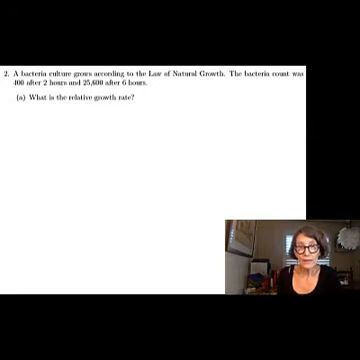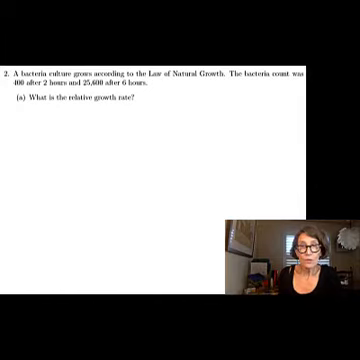The first part of the example, part A, asks, what is the relative growth rate? So we know the growth rate is the first derivative. If the population is P of t, population at time t, then the growth rate is dP/dt. The relative growth rate is the growth rate relative to the population.